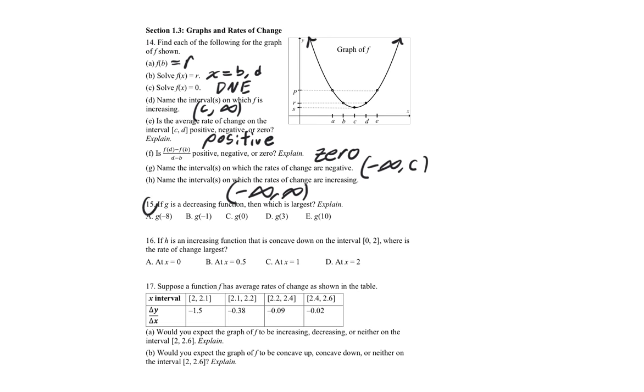Question 15 asks us, if g is a decreasing function, then which is the largest? Since g is decreasing, then the x value that is farthest to the left must have the largest y value. Therefore, our answer here is going to be g of negative 8.